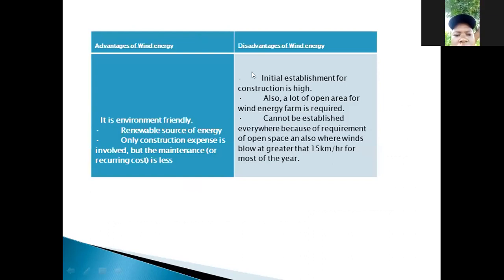What are the advantages of wind energy? It's environmentally friendly, it is renewable, and only the construction expense is involved, but the maintenance is much, much less. What are the disadvantages? The initial establishment is very high. It cannot be established everywhere because of the requirement of open space, and also the winds must blow at a speed greater than 15 kilometers per hour. So we really have to do some feasibility studies to ensure that it is erected in the right place.